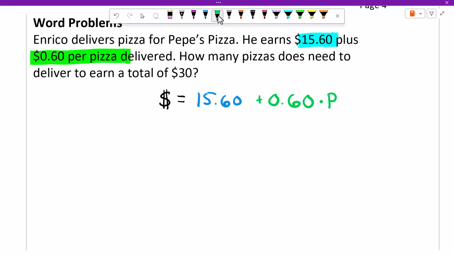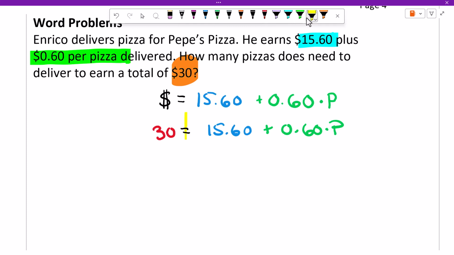Okay, so now it says he wants to make $30. That $30 is how much money he wants to earn, so that goes here, and everything else stays the same. There we go. What about if we divide 30 by 0.60? We can, but there is a strategy we're going to use first.